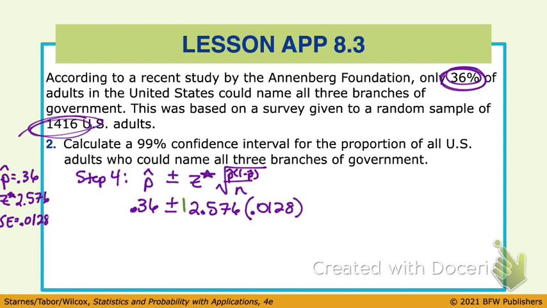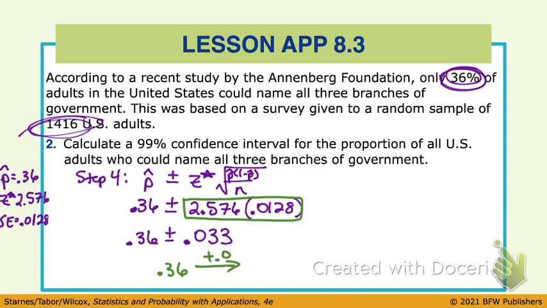We're going to multiply our z star critical value times our standard error. This is going to give us our margin of error. And we get 0.36 plus or minus a margin of error of 0.033. I believe it's 0.03297, but we'll just round that to 0.033. So what we're doing is 0.36 is in the middle. We're going to add 0.033 and we're going to subtract 0.033 to get our interval.